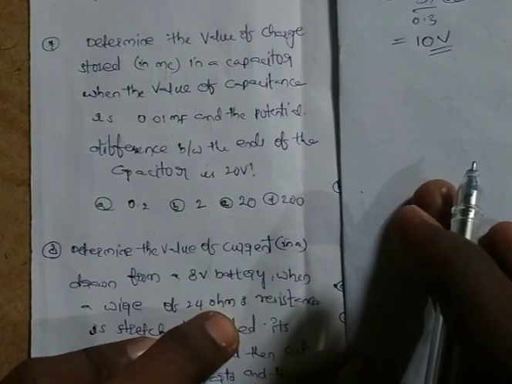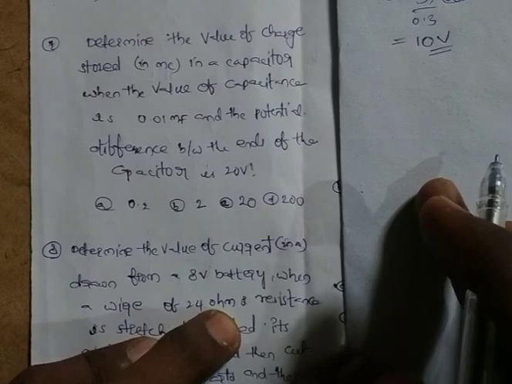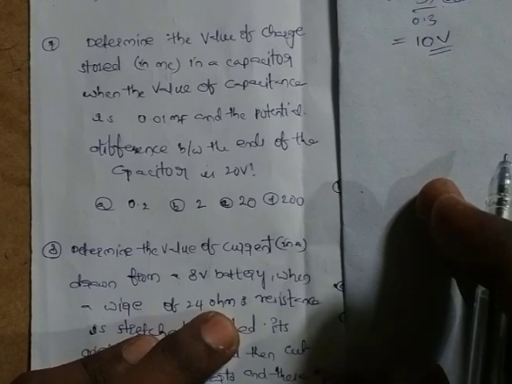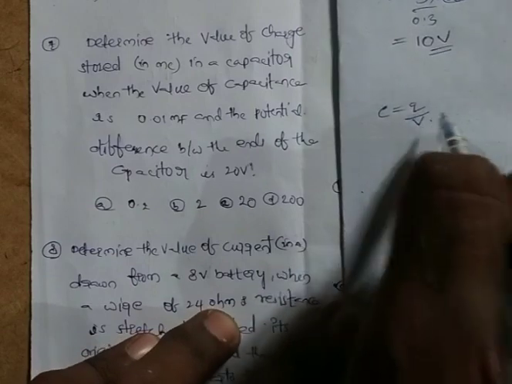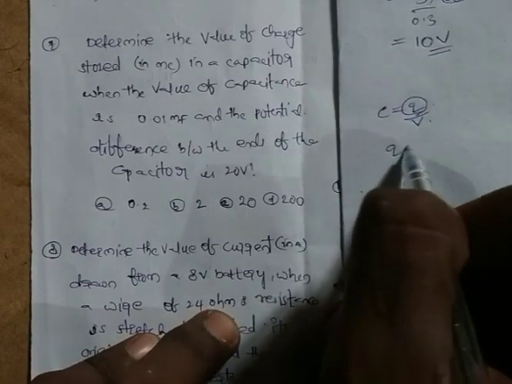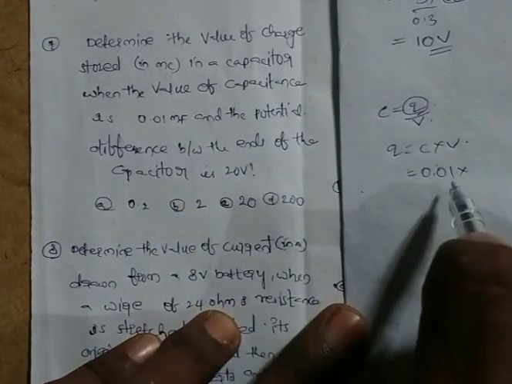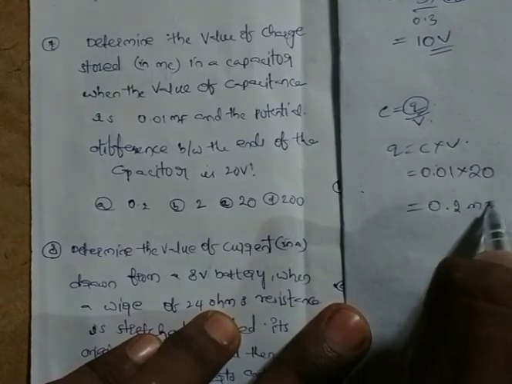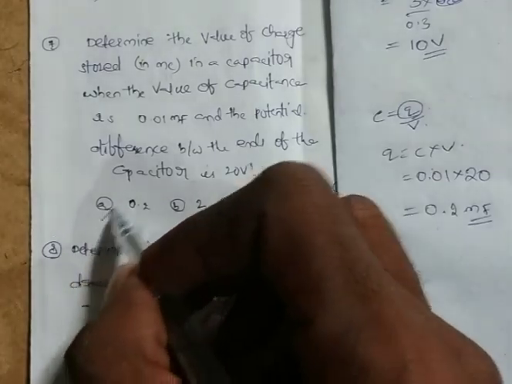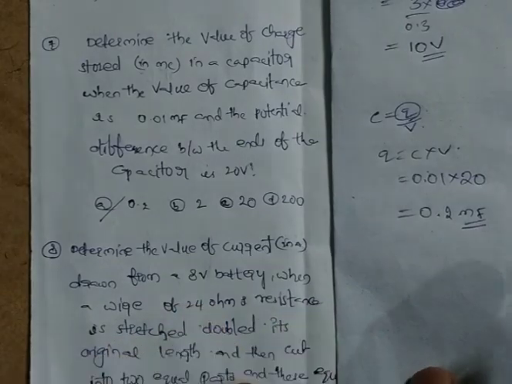Next question. Determine the value of charge stored in a capacitor when the value of capacitance is 0.01 millifarads and the potential difference between the ends of the capacitor is 20 volts. We know the formula C is equal to Q by V. We have to find out the value of charge. Q is equal to C into V, where C is equal to 0.01 into voltage 20, that is equal to 0.2 millifarad. Answer we should have in millifarads.